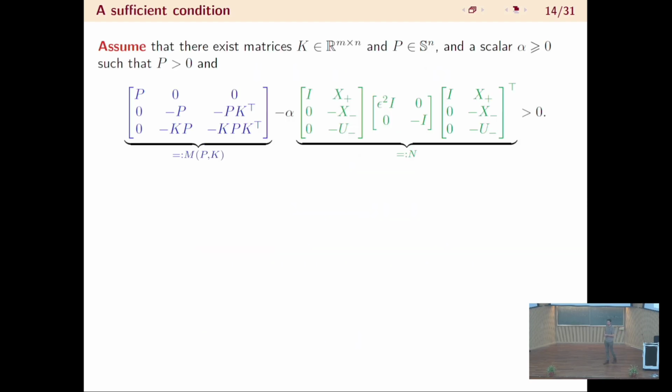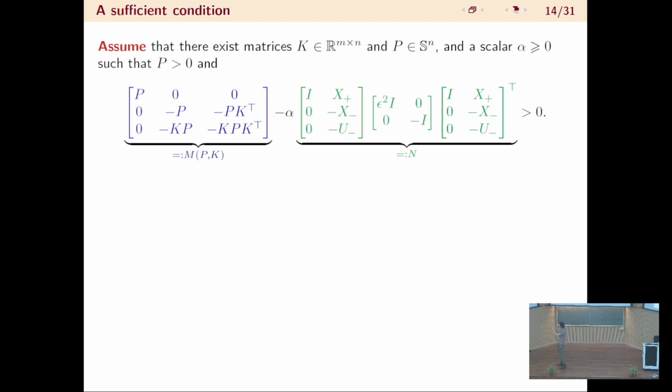And I reason in the following way. So let's assume that there exists a matrix K and a matrix P, and finally a real scalar alpha greater or equal to 0, such that P is positive definite and this matrix inequality holds.